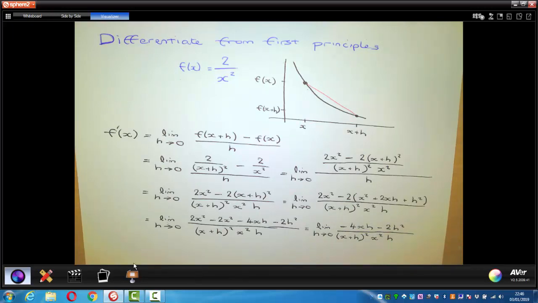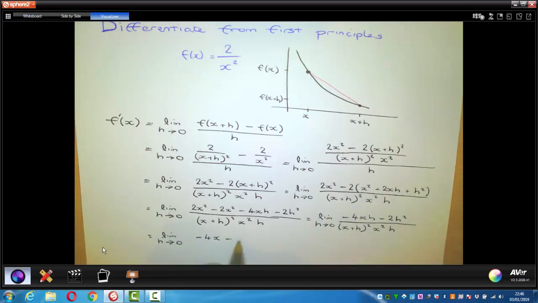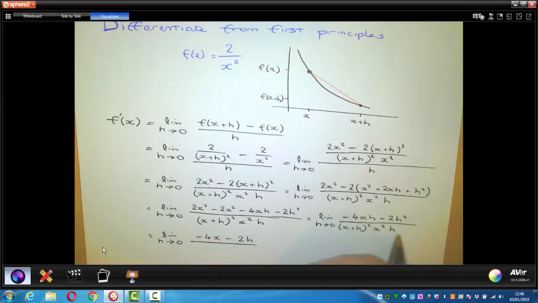And one thing that we notice now is that there's a common factor of h on top and the bottom. So when we cancel this common factor of h, because h is only tending to 0, we're not simply setting h equal to 0. So on the top, minus 4x, cancelling this h, minus 2h, because we're cancelling the second h, and we're also cancelling the h here. X plus h all squared times x squared.